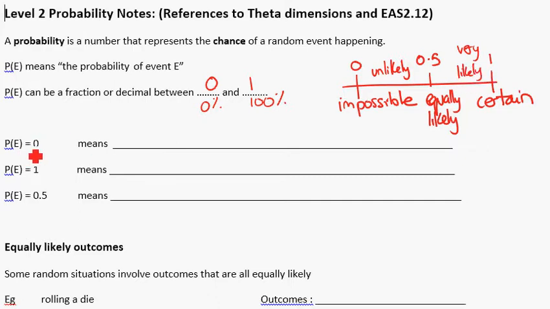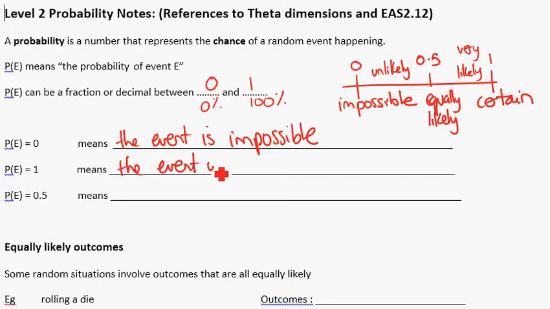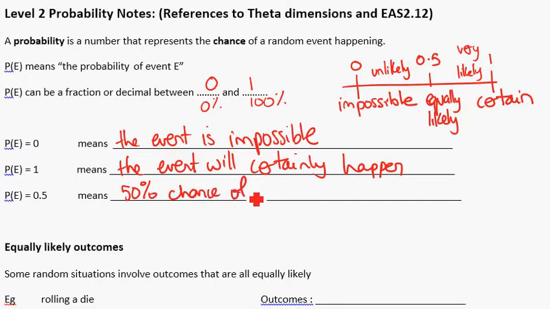So if the probability of an event is 0, it means the event is impossible, definitely won't happen. If the probability of an event equals 1, it means the event will definitely happen, certainly happen. And if the probability of an event is 0.5, it means 50% chance of the event happening.